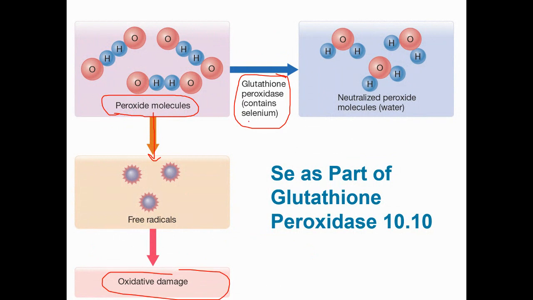And glutathione peroxidase is only active if selenium is present. So glutathione peroxidase with selenium can then neutralize peroxide molecules. They can actually be neutralized to water. And then again, we can eliminate or excrete water in the urine or use it for other processes.